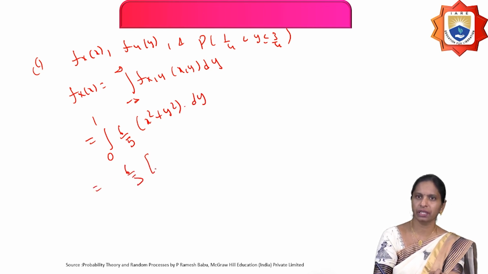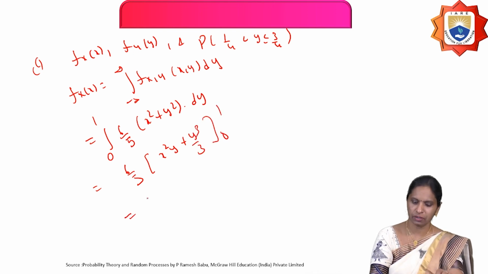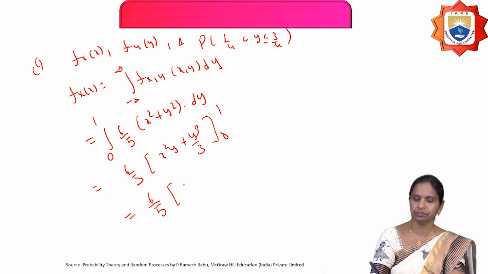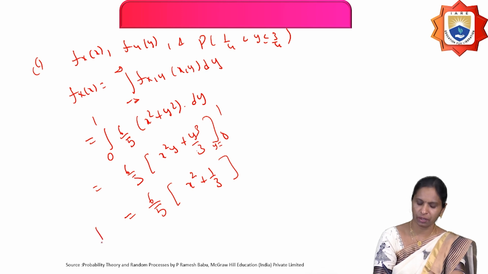6 by 5 into integration of x square with respect to y is what? x square y. Integration of y square with respect to y is y cube by 3. And the limits of y are from 0 to 1. That equals 6 by 5 into, we just substitute the upper and lower limit in place of y. Therefore what do you get here? x square plus 1 by 3. Substitute the lower limit 0, and 0 cube by 3 is nothing but 0. Therefore this is nothing but what?